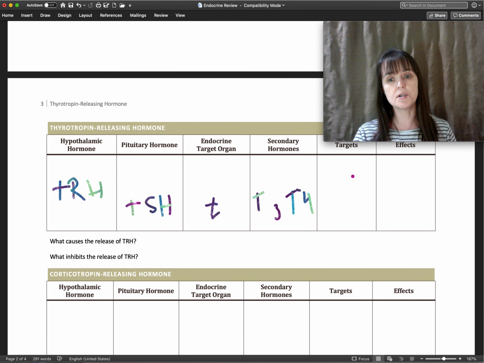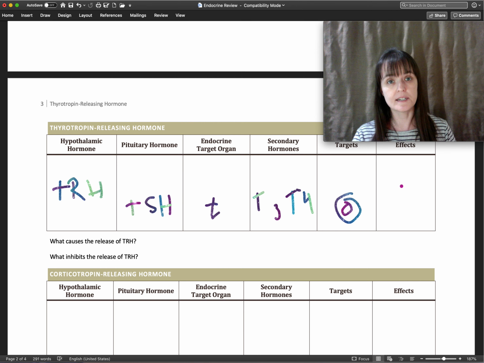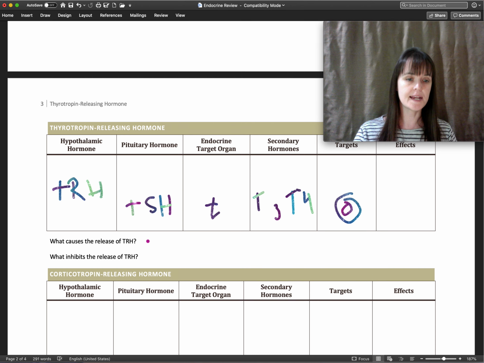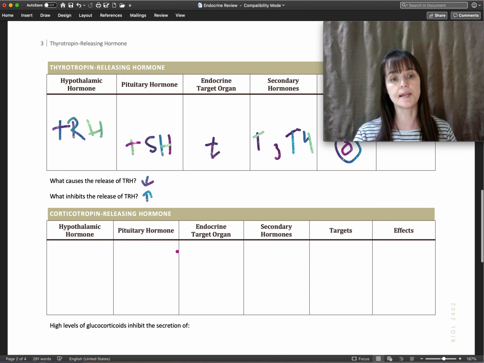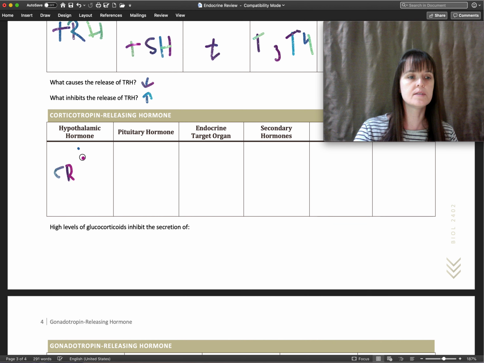The targets are most cells. And the effects are calorogenic, makes more ATP, generates more heat. Low T3 and T4 causes the release of TRH. High T3 and T4 inhibits TRH. Next, corticotropin releasing hormone is CRH.